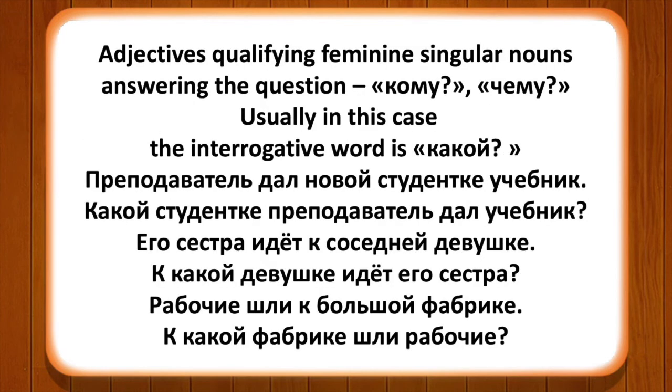Now, let's pay attention to the adjectives qualifying feminine singular nouns, answering the questions кому and чему. Кому for the animate and чему for inanimate. Usually, in this case, the interrogative word is какой. Преподаватель дал новый студентке учебник. Какой студентке преподаватель дал учебник? So, here in case of feminine singular adjectives, we have replaced it with какой.